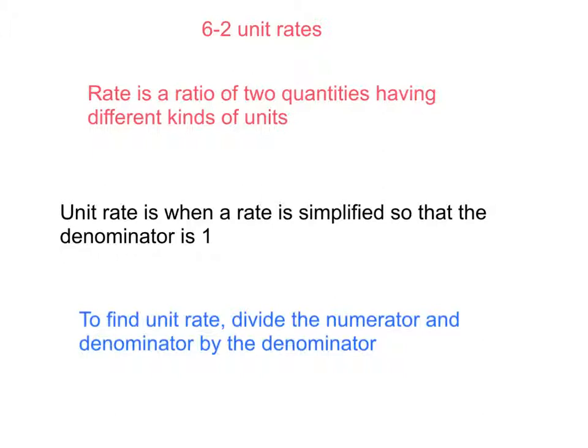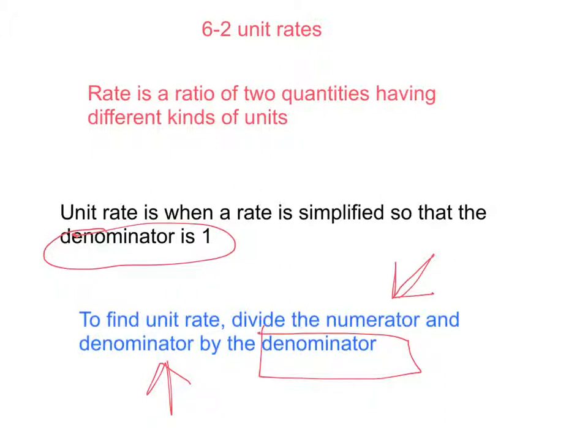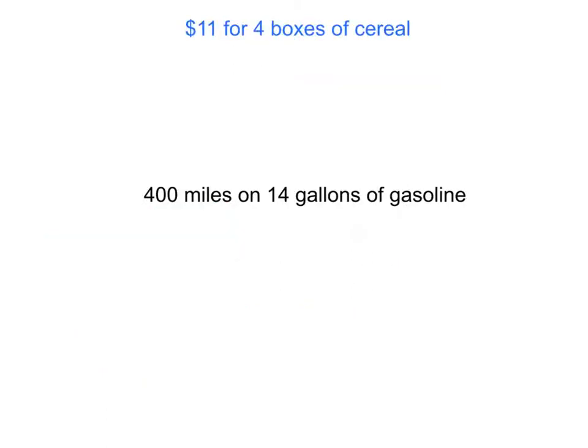A unit rate is when the rate is simplified so that the denominator is 1. So to find the unit rate, you divide the numerator and the denominator by the denominator. And we'll get to see a few of these in examples, which should clarify that for you. So let's look at number 1.